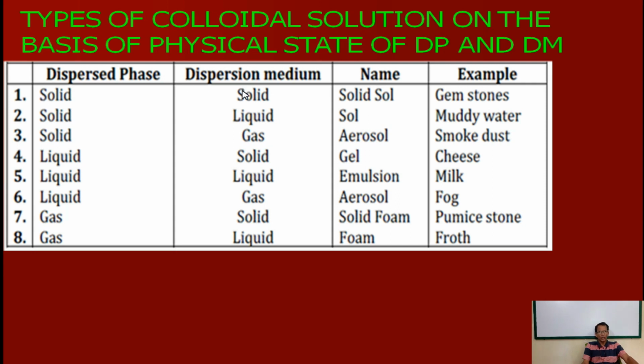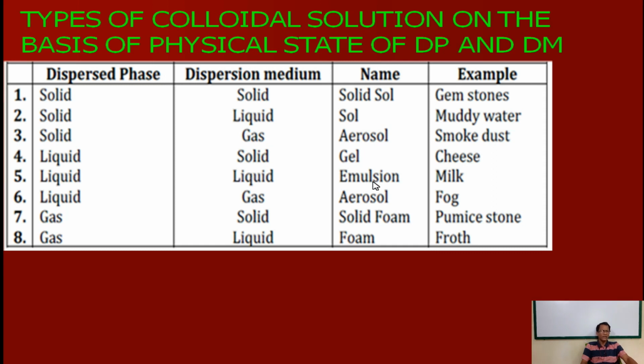You see, solid in solid is called solid sol. Example: gemstone, different colored stone. Solid in liquid, where the dispersion medium means the large amount, is called sol. Example is muddy water. Solid in gas is called aerosol: smoke, dust, like this. Liquid in solid is called gel. Example is cheese.